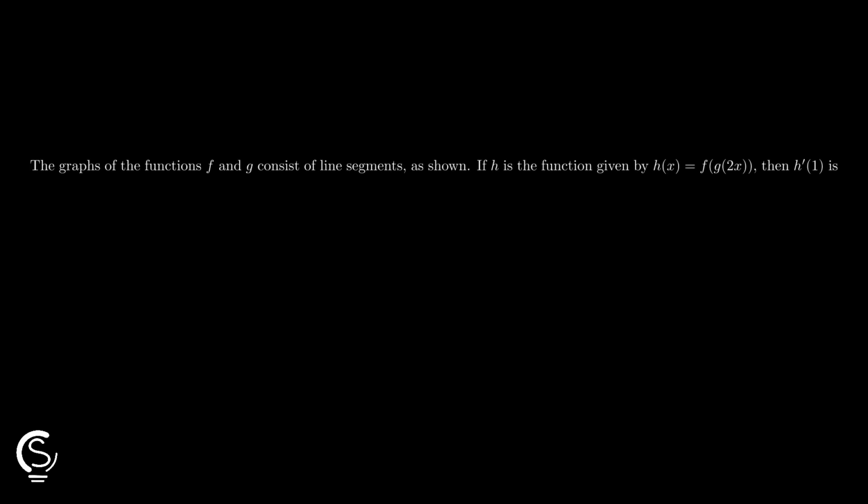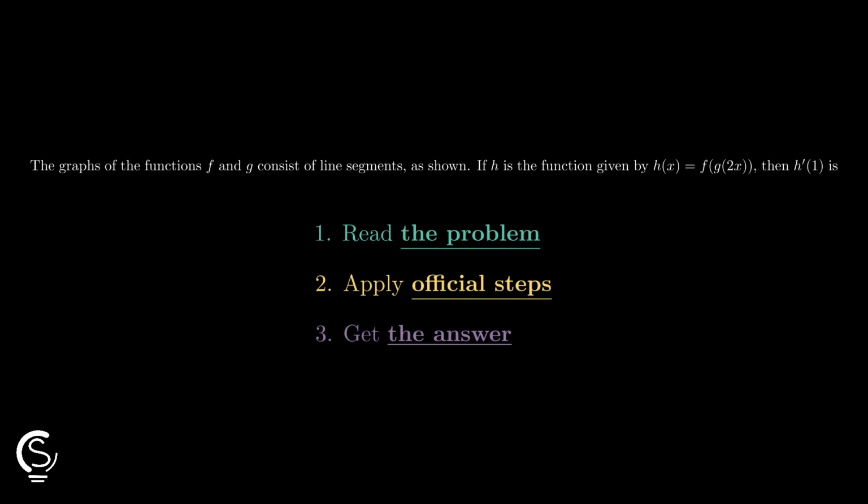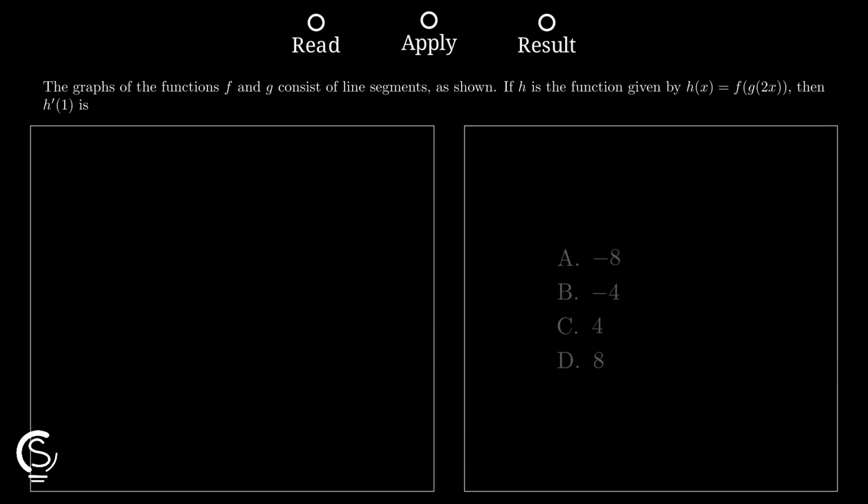I got your back. Calculus problems like this composite function derivative are actually simple if you follow the chain rule correctly. Let's solve for h'(1) together. First, we apply the chain rule to h(x) = f(g(2x)). This gives us f'(g(2)) times g'(2).